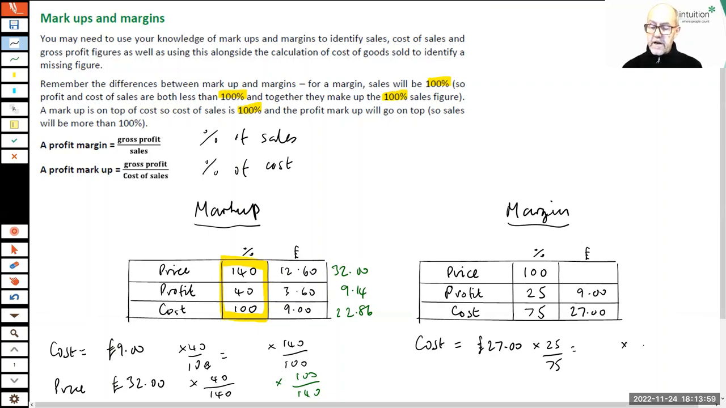If we do times 100 over 75, we get £36. Always test it. £36 times 25% is £9. 36 less 9 is 27. 27 plus 9 is 36. Hey presto.